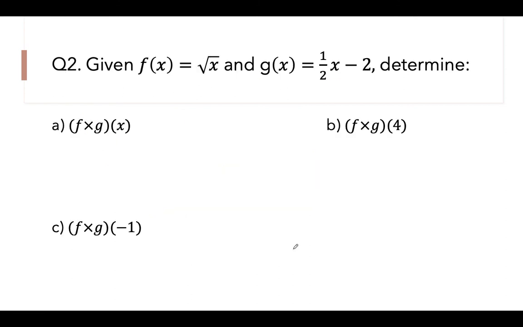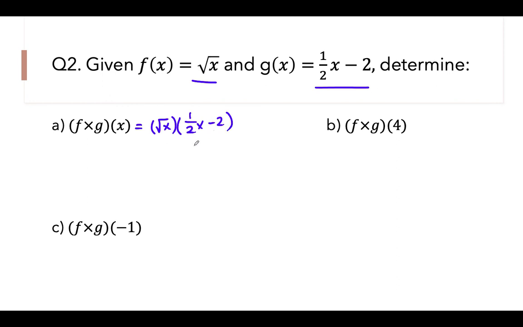Okay, so now we're given an equation, square root of x, and we're given a linear function. So we need to figure out (f times g)(x). This means that we are going to multiply f, which is square root of x, times g, 1 over 2x minus 2. In this case, you could expand it, or you could just leave it like this as well, because we don't really have a like term.